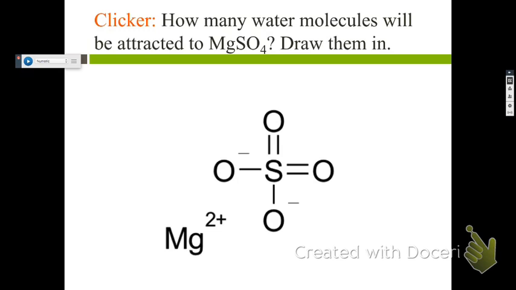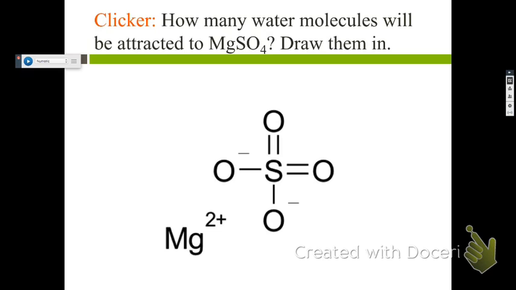Okay, so big picture, how many sites are there that oxygen, maybe let's say it this way, cannot interact with in this compound? Are there any sites that water cannot interact with based on polarity?